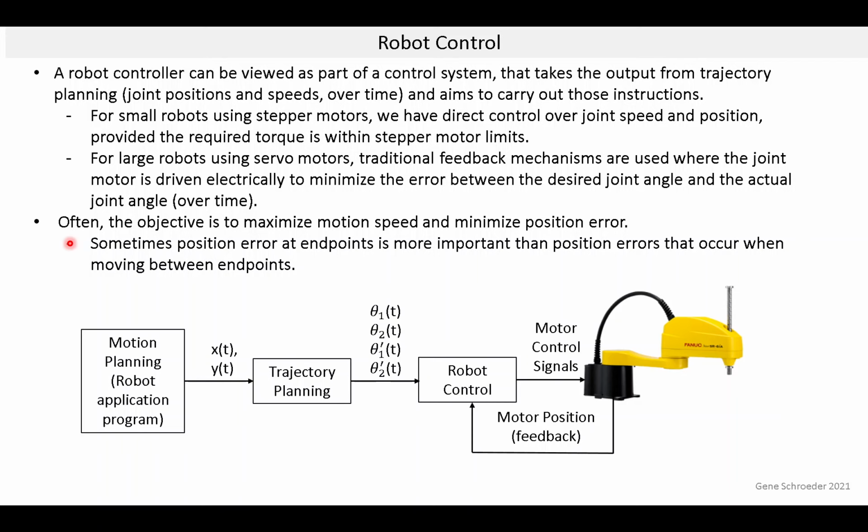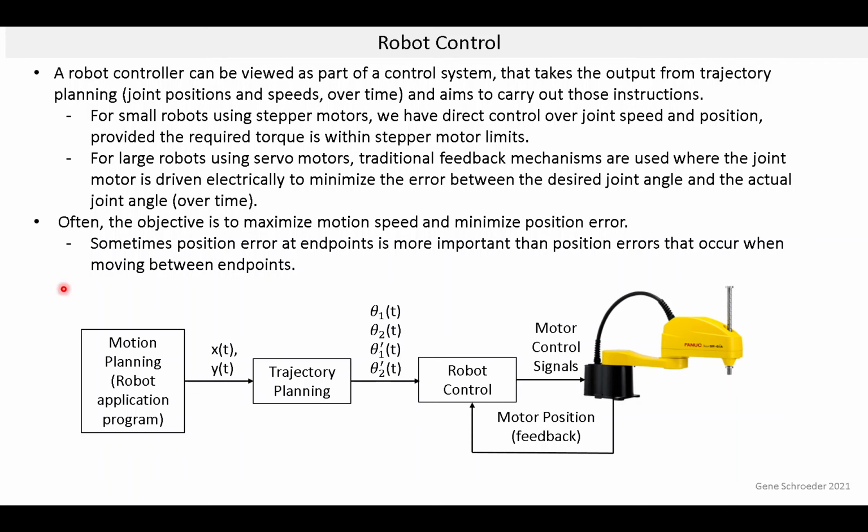So when the robot comes to a stop and is doing some precise operation, maybe picking up a part, position error there is important. Whereas when it then swings around, maybe it has picked up a part, it swings around, and it's going to put it down. During that swing around motion, maybe position error is not that critical.